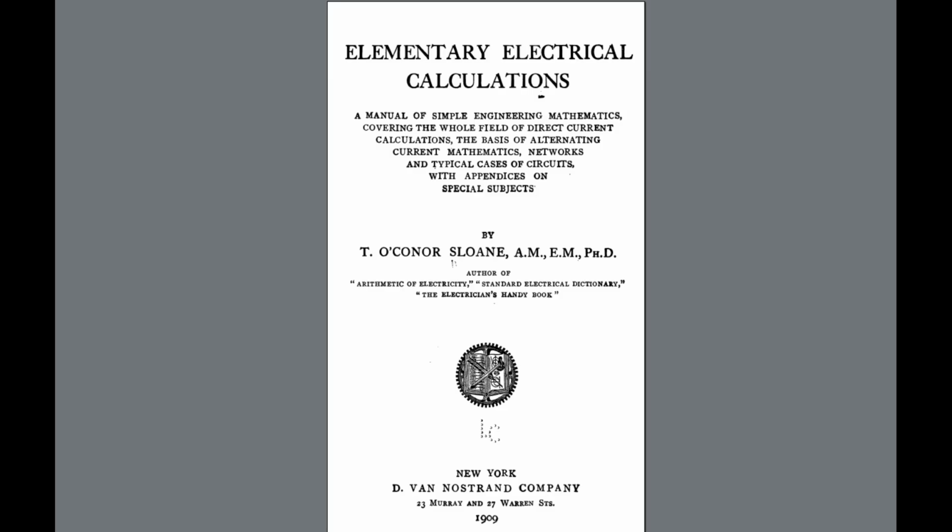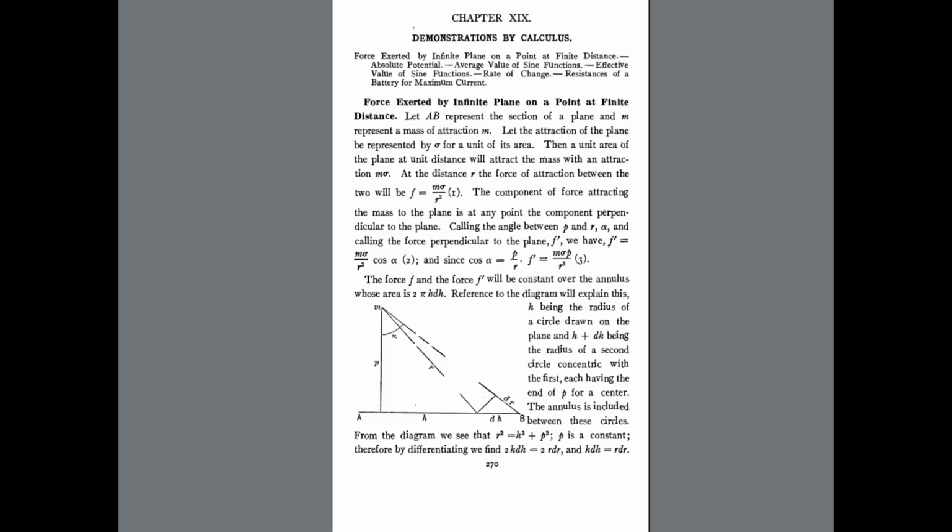Force exerted by an infinite plane on a point at a finite distance. Let AB represent the section of a plane, and let M represent a mass which is attracted by that plane. Let sigma represent the attraction belonging to one unit area of the plane. Then a unit area of the plane, when situated at unit distance, attracts the mass with an attraction represented by M multiplied by sigma. At some general distance, r, the inverse square law applies. The force is therefore m multiplied by sigma divided by r squared. Sloane calls this force F.